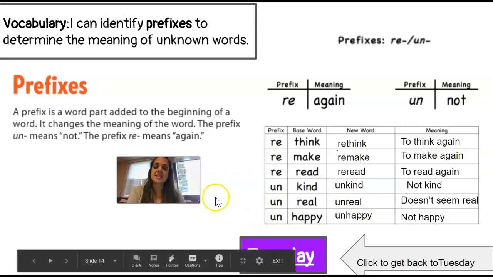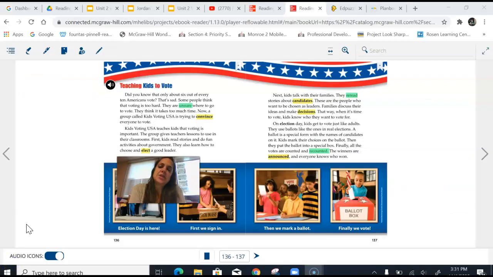Let's go into the text and see how this helps us as readers when we're reading our text. As a third grader, now that we are identifying prefixes in words, I like to call this looking inside of a word. As a third grader, we look inside of words to determine their meaning. So let's look at this sentence where we see the highlighted word in green. They are unsure where to go to vote.